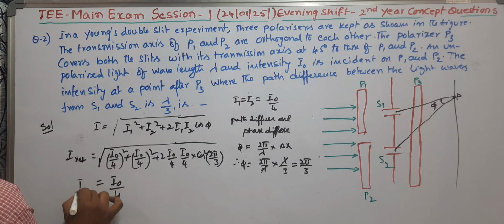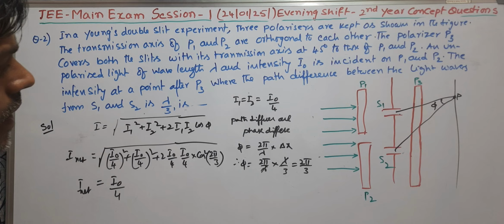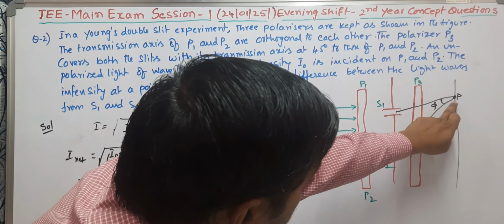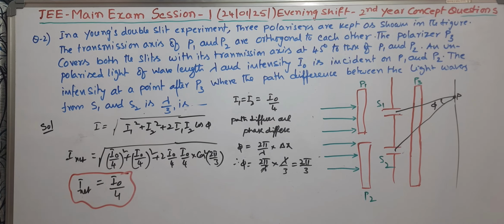So this is the net resultant intensity when the two coherent sources arrive at this common point P: I0 by 4. That is the required answer. Okay, right.